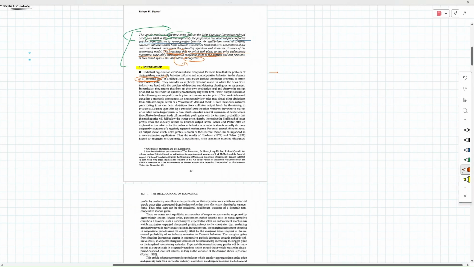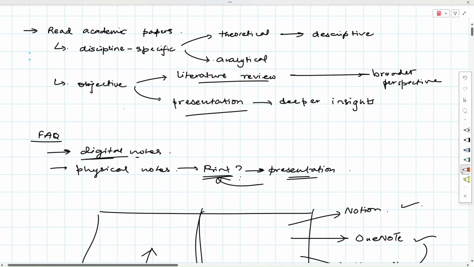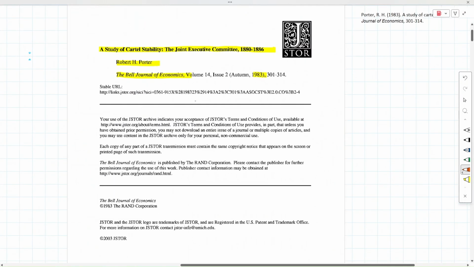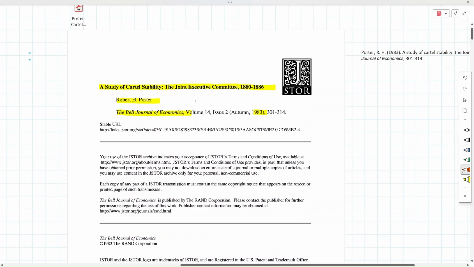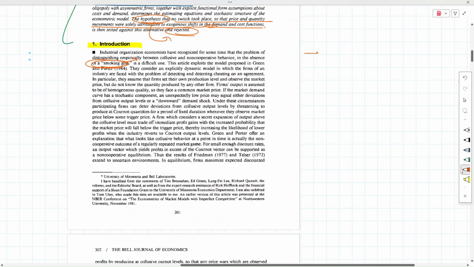Again, to recall a little bit, it depends on whether your subject is theoretical or analytical, or whether you're doing a literature review or a presentation. But in most cases of the videos that I have seen on YouTube of how to read academic papers, this is sort of the main structure of reading academic papers.